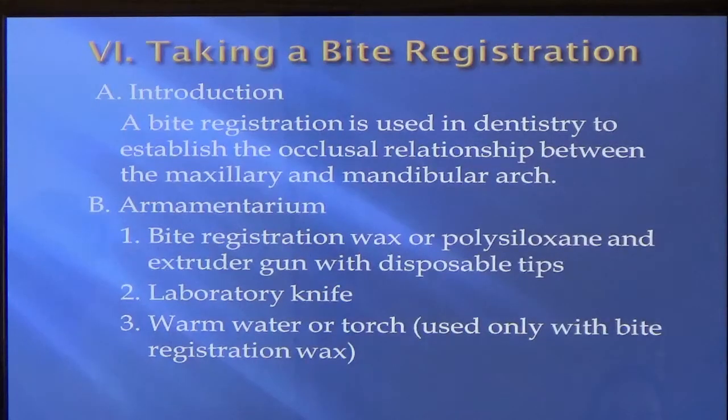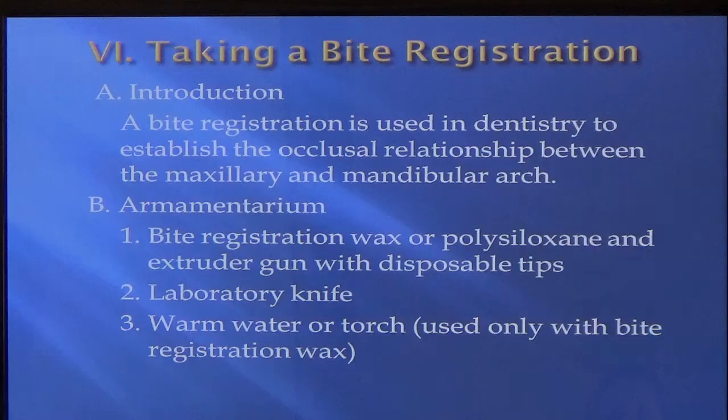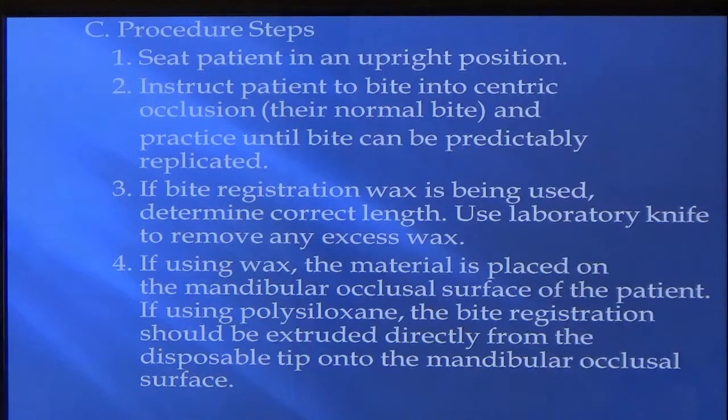And again, we'll show you that. We'll take a bite registration. We'll probably use the wax, and we'll show you how to use that. We'll have a lab knife and water to soften it. So after you take the upper and lower impressions, we'll use a wax bite. What that wax bite does is it tells the lab how to put those models together.